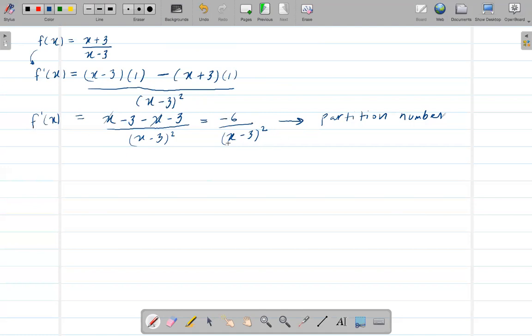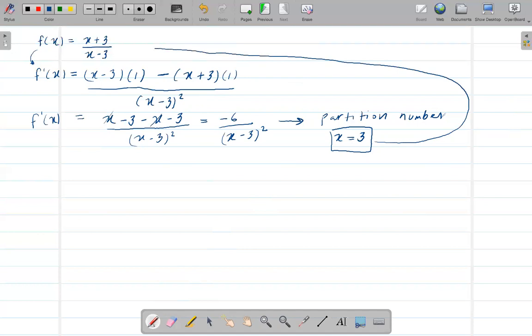So what value of x is going to make this f prime of x undefined? If we take x equals 3, this will make the denominator 0, right? Because 3 minus 3 is 0, 0 squared is still 0. So this will be negative 6 over 0, which is undefined, right? And then once we get the partition number, I have to take this partition number and check if this x value is going to work for the f function or not.